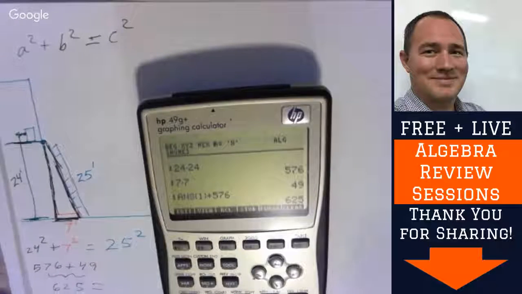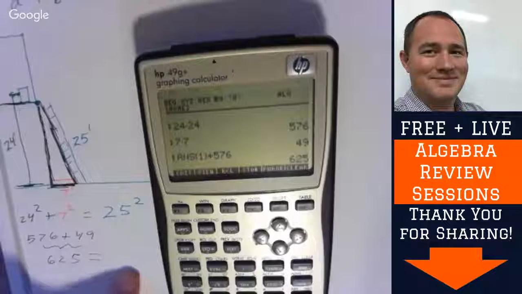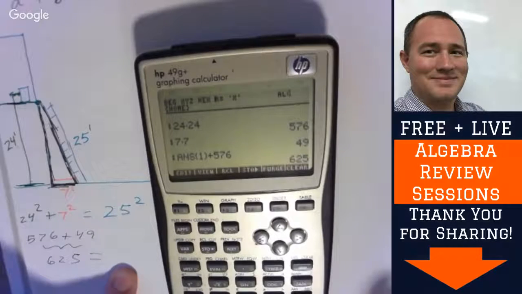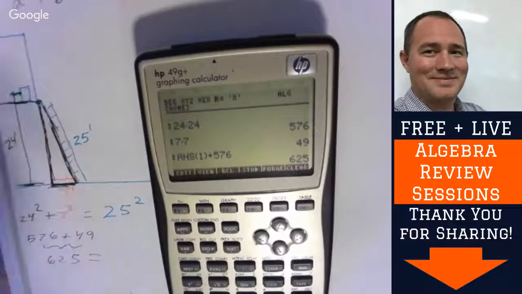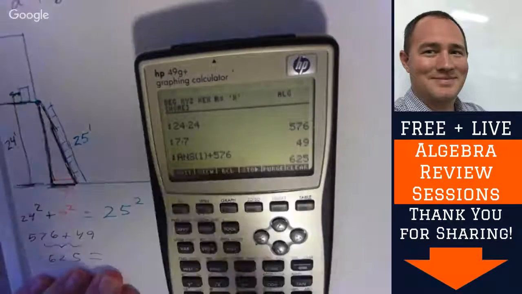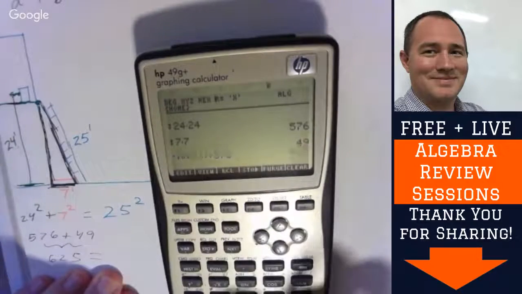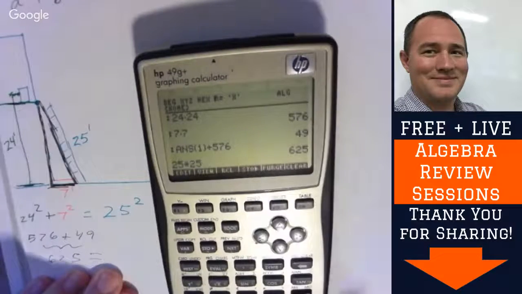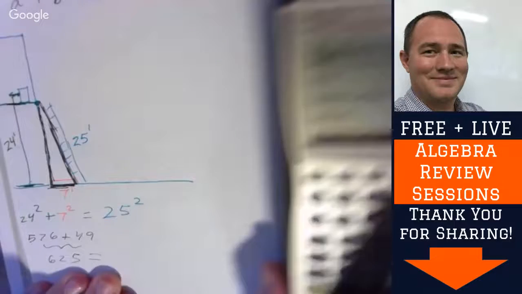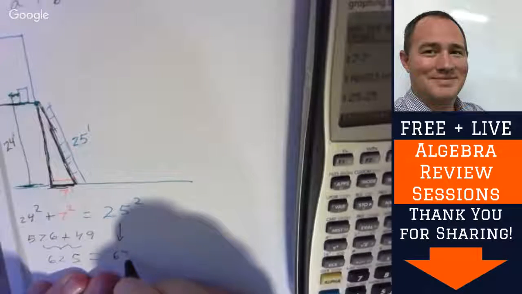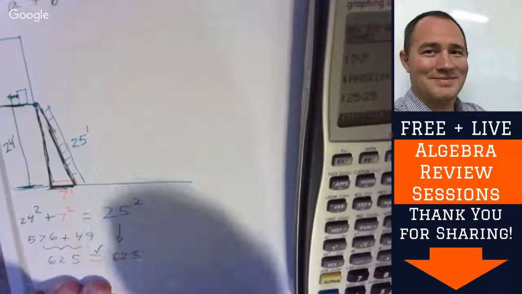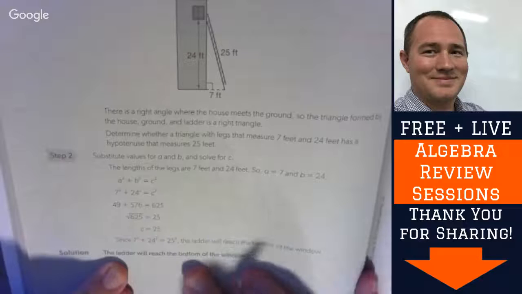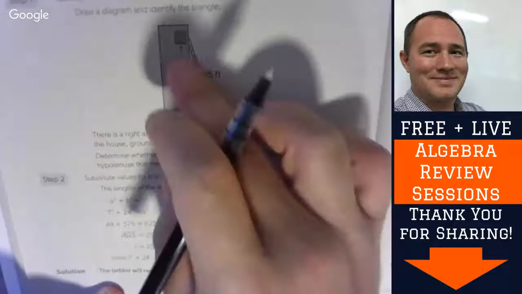And if we end up with 625 on the right, if 25 squared gives us 625, then we are working with a right triangle that is going to meet this criteria that we're looking for. So 25 times 25 is how you make 25 squared. And we did end up getting 625. So it checks out. It is a right triangle. And it does reach exactly the bottom of the window like we're hoping. And here's their illustration.